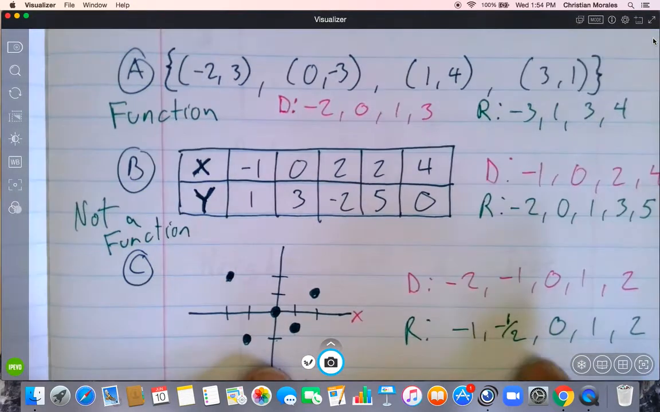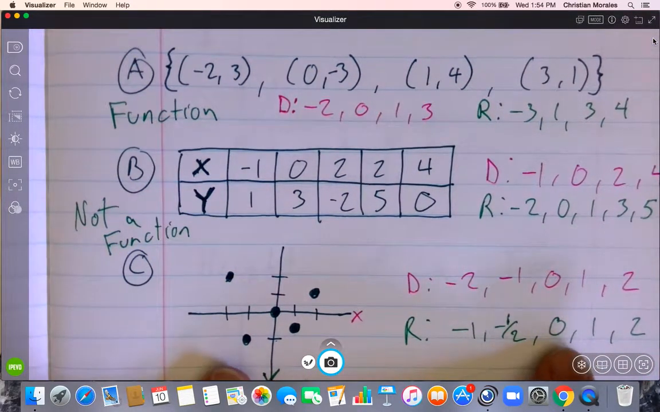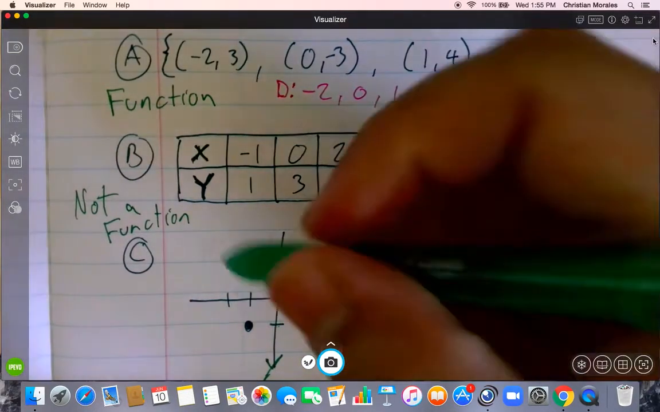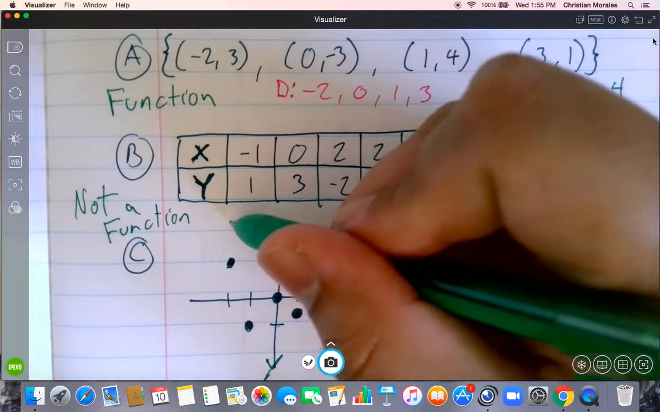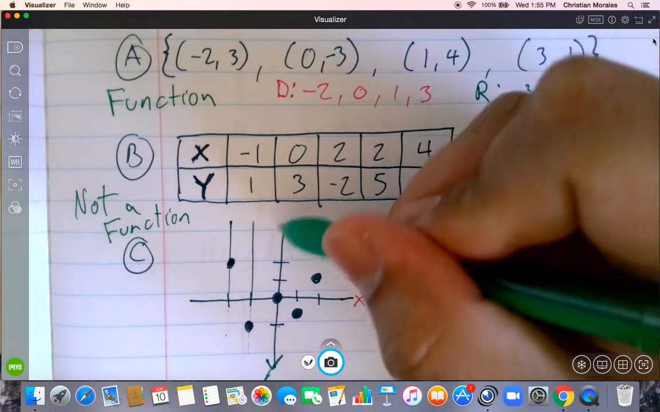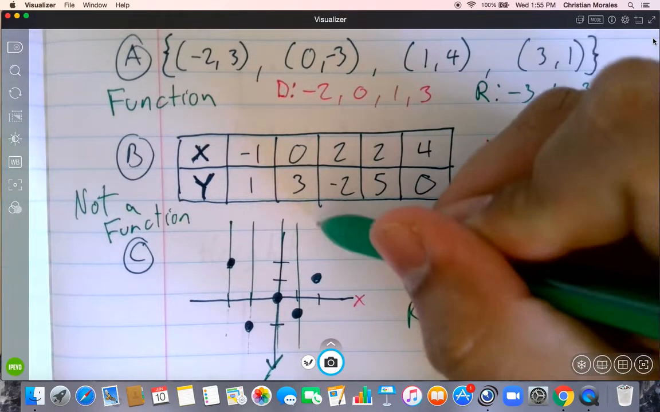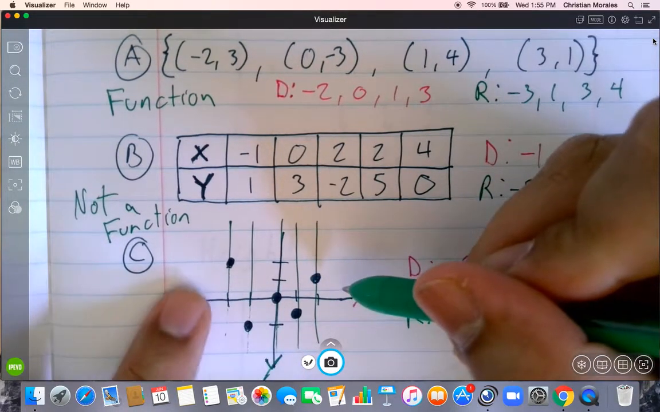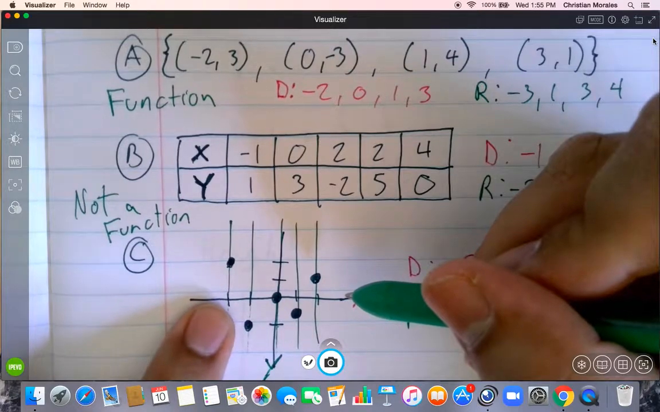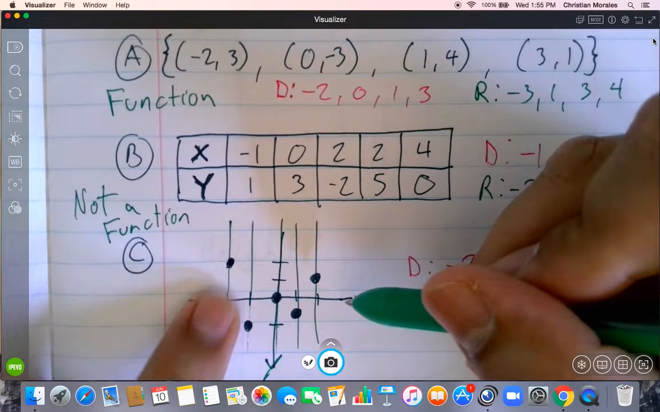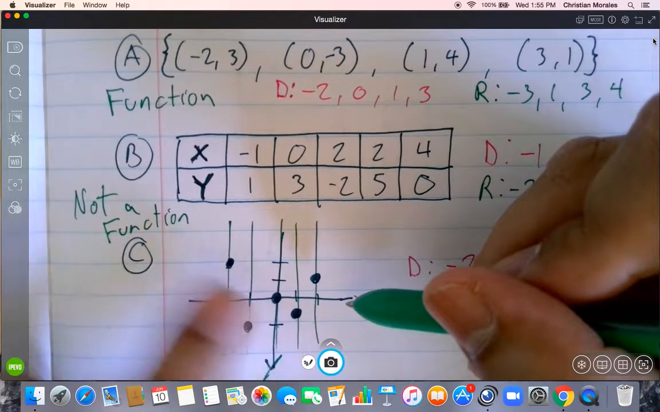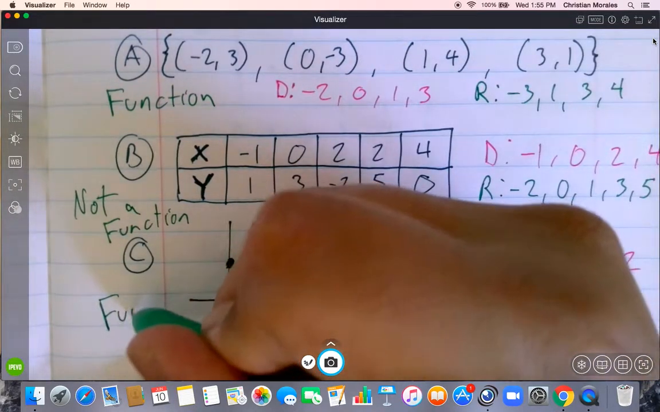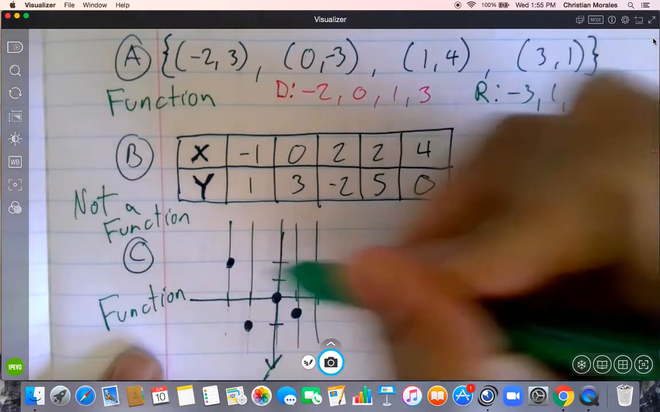Okay, again, you can look at the coordinates here, but there's actually another way to do it with a graph. You can do something called the vertical line test. And the vertical line test says if you draw vertical lines all the way across, how many points are there on each line? 1, 1, 1, 1, 1. So how many partners does x have at -2? One partner. How many partners here? One partner. One partner every time. So C is a function with the vertical line test.